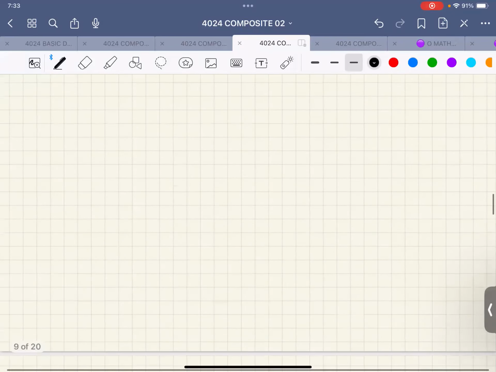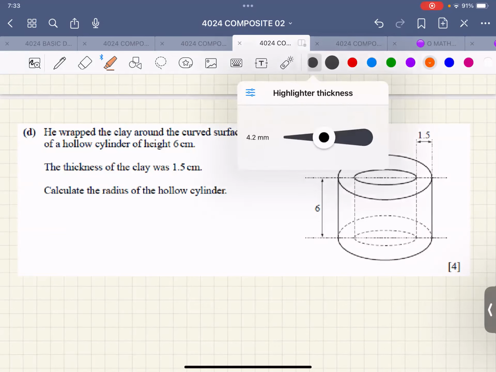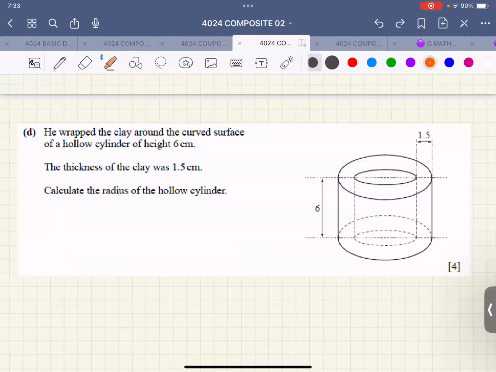Now let's move on. It says he wrapped clay around the curved surface of a hollow cylinder. So now let me focus on orange color. And we are wrapping clay around this thing. So therefore, this goes like this. This is wrapping of the clay around this. That goes like this. And then the thickness of the clay was 1.5. So thickness of the clay, that is 1.5, that goes like this.